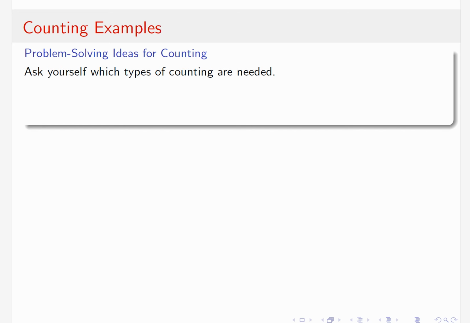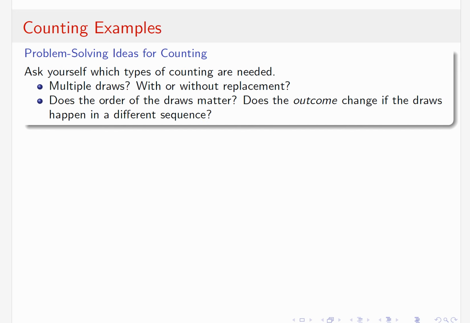This whole video is going to be pretty much doing examples, but as we go, we should think about what types of counting is actually needed. So one quick question we're going to ask is, are there multiple draws? Are the draws made with or without replacement? Because that's going to indicate whether we're using combinations and permutations or something else.